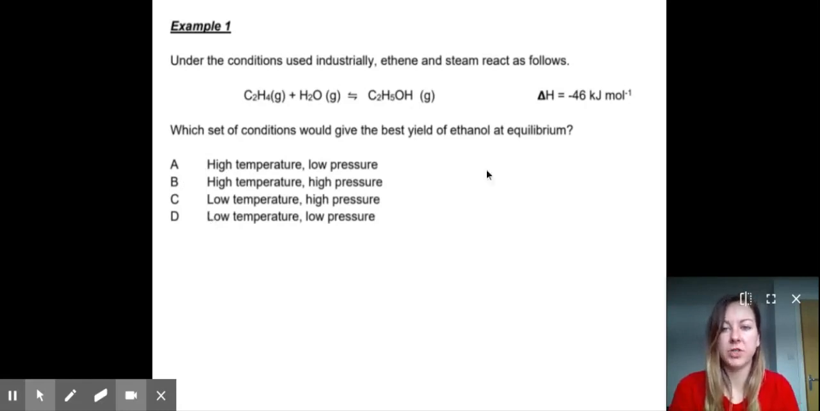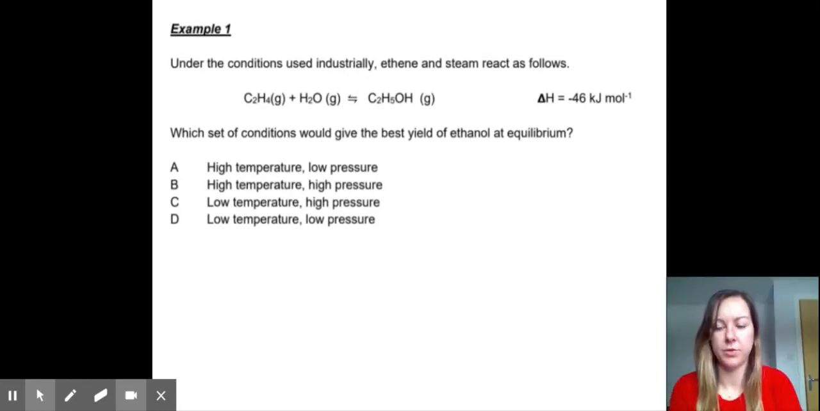Now we have to look at the pressure situation. So on the left, we have 1 mole of ethane and 1 mole of water, both in the gaseous state. And on the right-hand side, we have 1 mole of ethanol gas. So remember, increasing the pressure pushes the equilibrium to the side with the least number of moles of gas. That is what we are looking for here. Our least number of moles of gas happen to be on the right-hand side, and that produces the product, which is ethanol, that we want in this reaction. So the answer to this question is C, which is low temperature and high pressure.